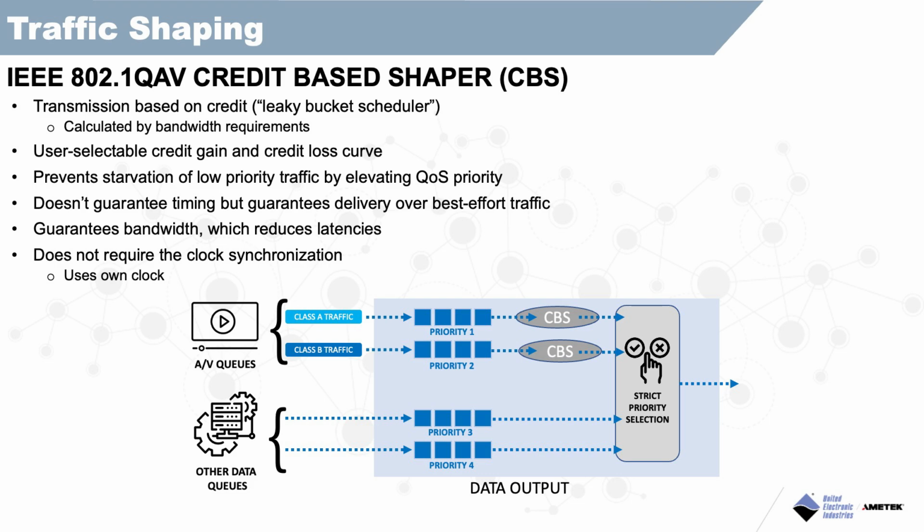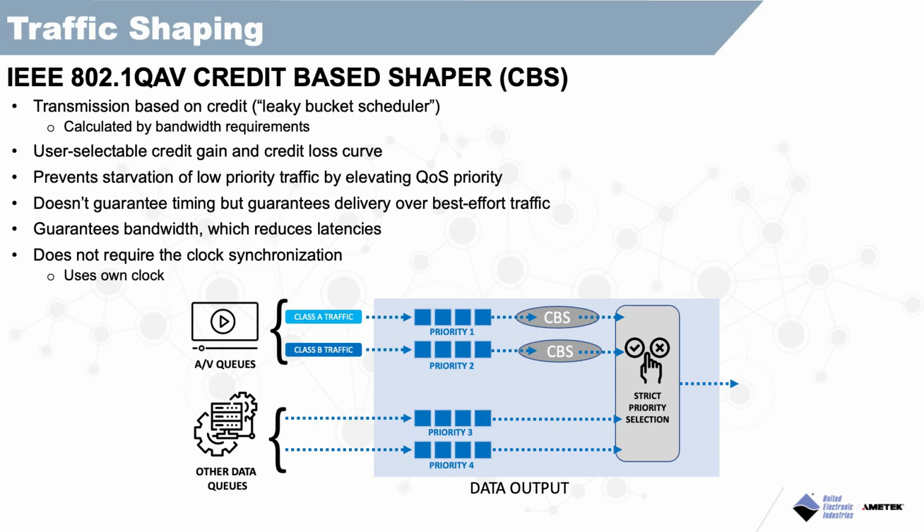802.1 QAV is also known as the credit-based shaper. Originally for audio and video targets, the goal was for a guaranteed latency of around 2 milliseconds and some kind of control for guaranteed bandwidth. The timestamps needed to be synchronized for media coordination.